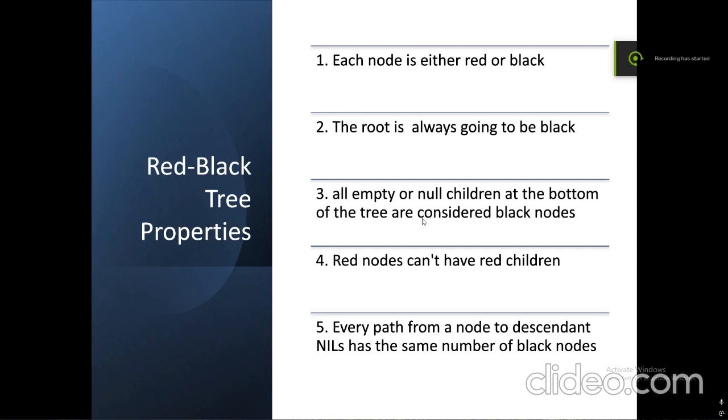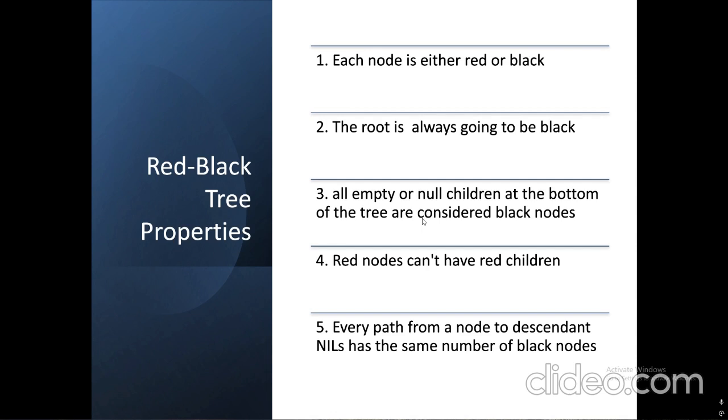Now, let's dig deeper into those rules I just talked about. Red black trees have 5 key rules that each tree has to follow. Those rules being: every node is either red or black, the root is always black, all the empty or null child spots at the bottom of the tree are considered black nodes, red nodes cannot have red children, and lastly, every path from a node down to its leaves must have the same number of black nodes.